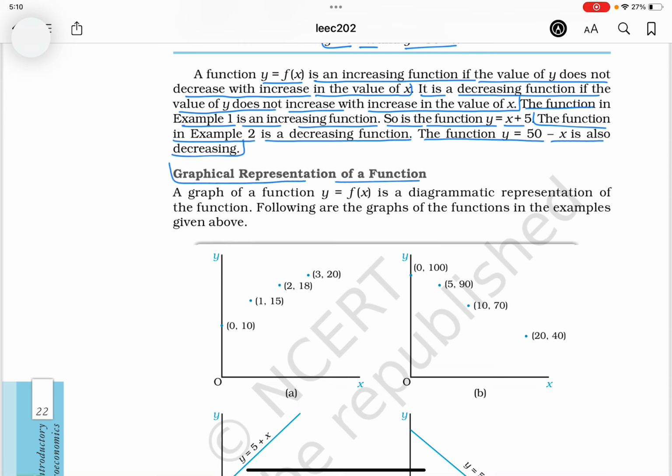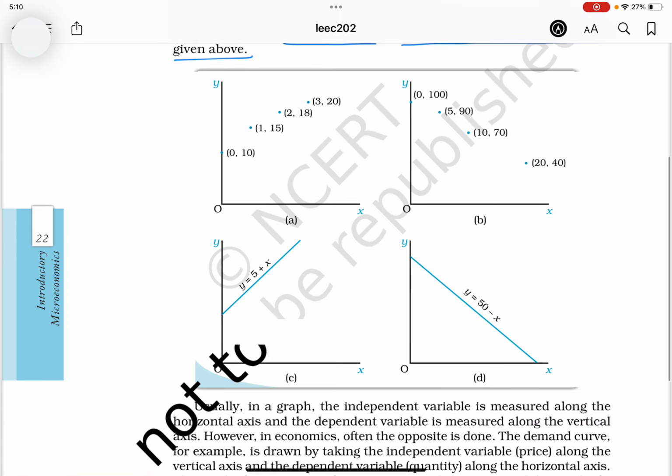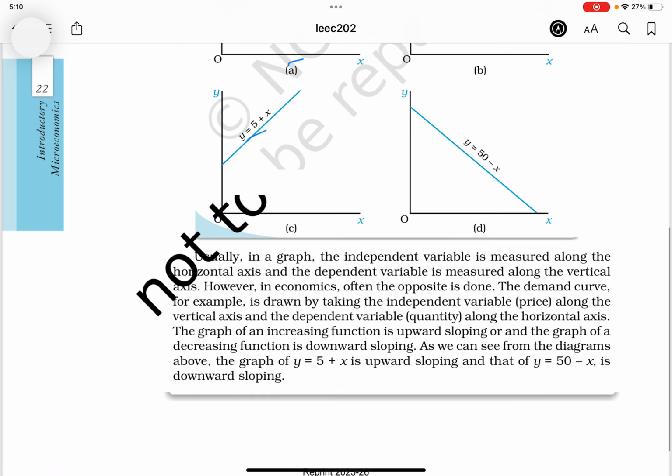Graphical representation of a function. A graph of a function y is equal to f(x) is a diagrammatic representation of the function. Following are the graphs of the functions in the examples given above. y will be here, a will come here, y is equal to f(x).